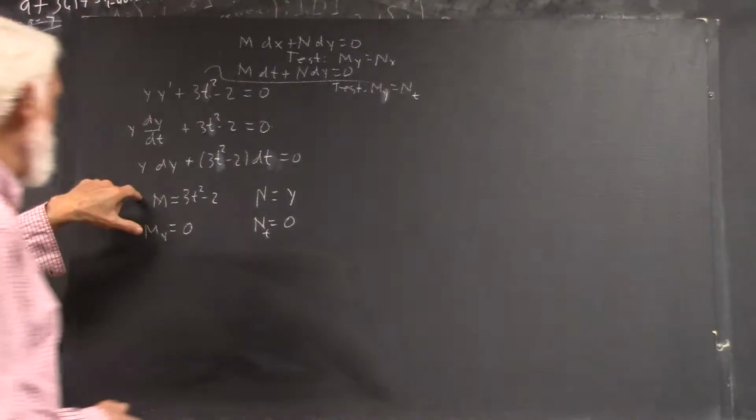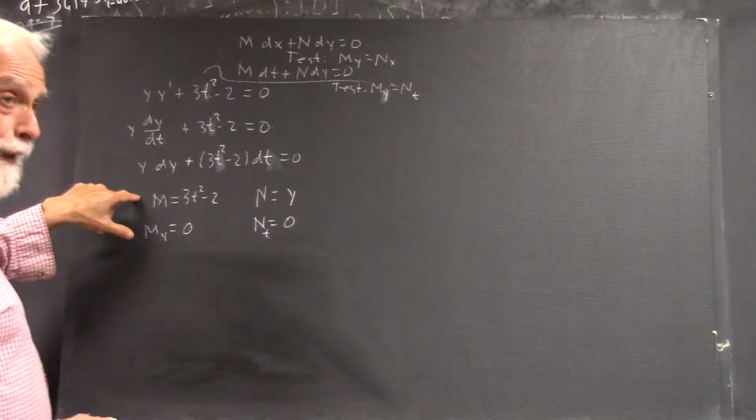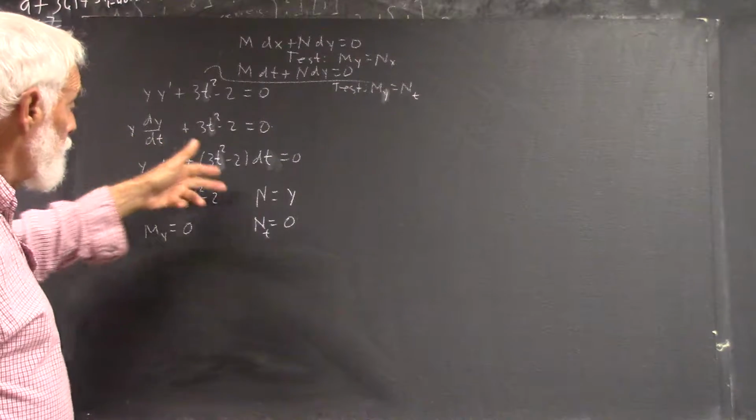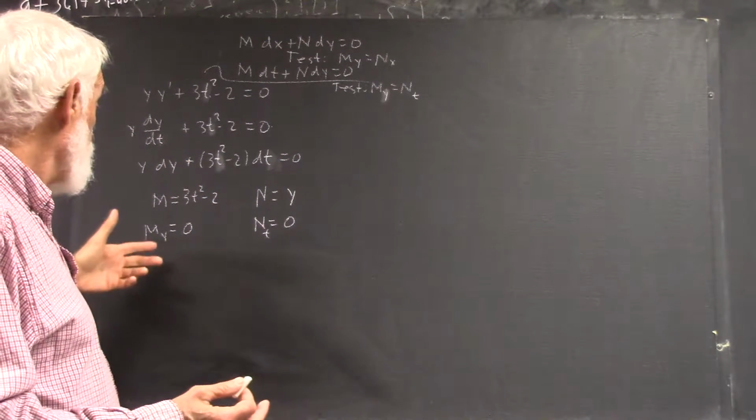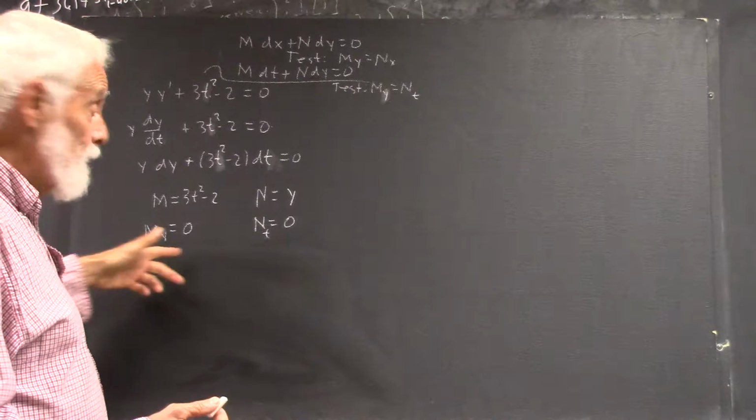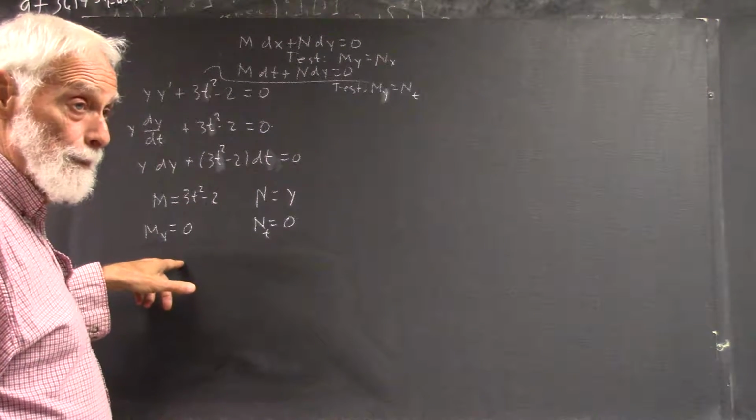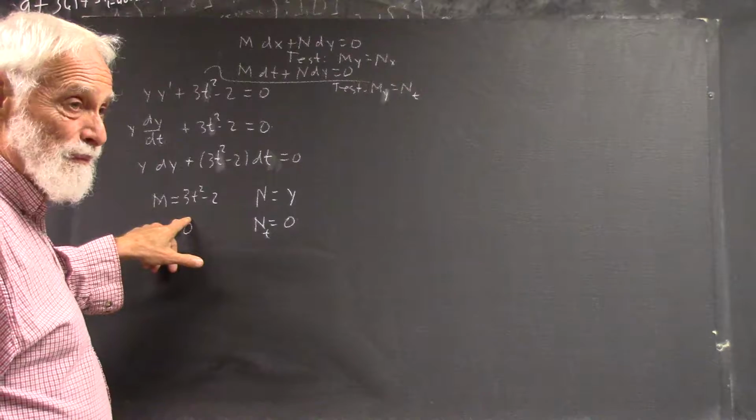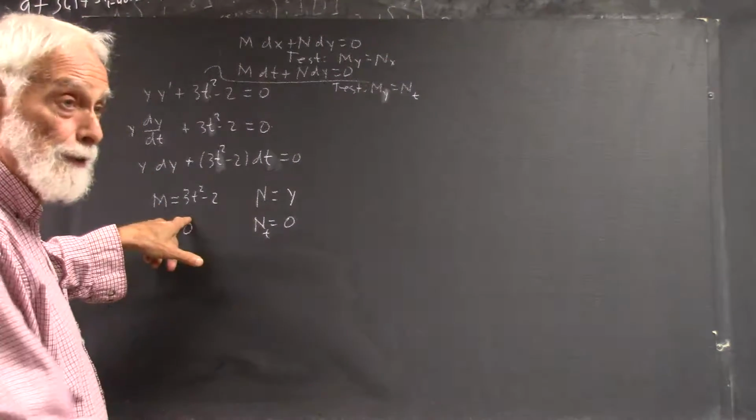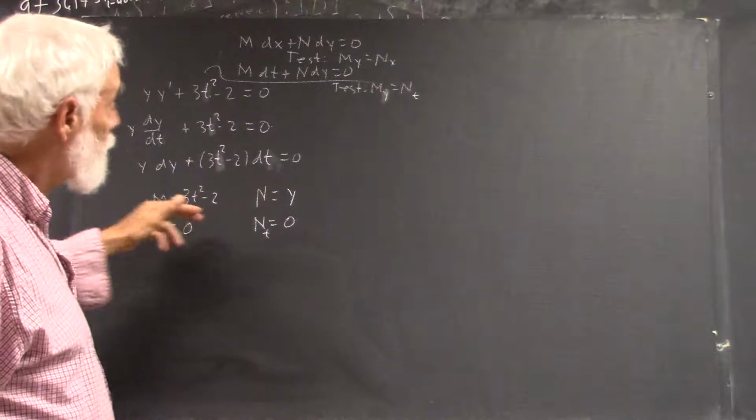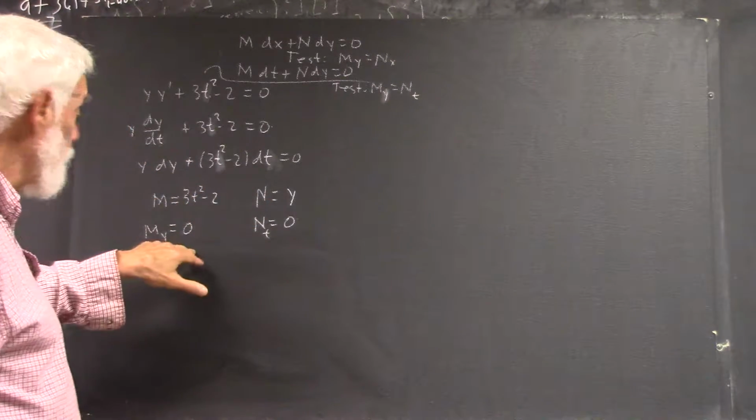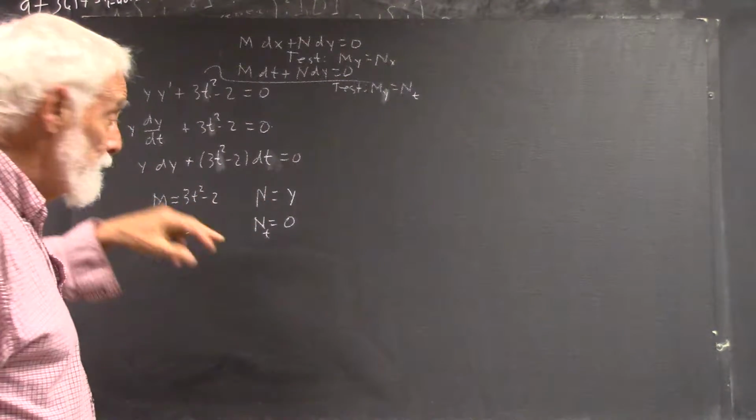So now we take the y derivative of M. Well, 3t squared minus 2 doesn't have any y in it, so it's a constant with respect to y. The derivative of a constant is 0. In other words, this isn't changing with respect to y. If y changes, this doesn't do anything. So its y derivative is 0.